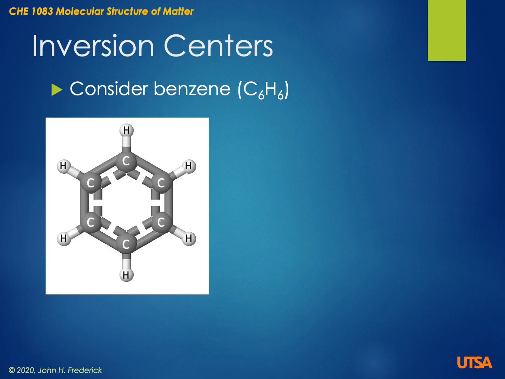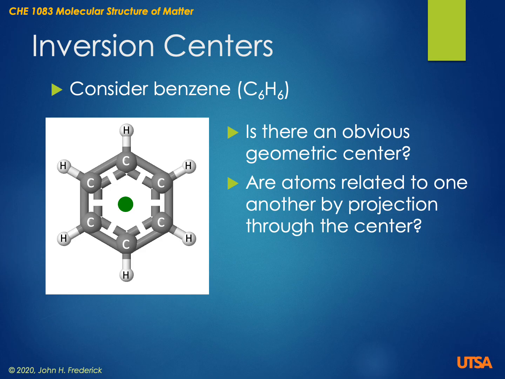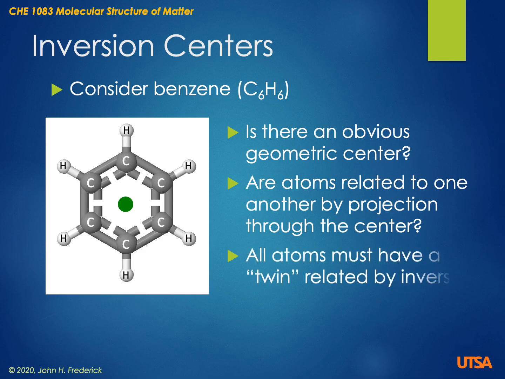Okay, so here is a depiction of benzene. It's a perfect hexagon. Is there an obvious geometric center? Well, of course there is. It's right here in the middle. And are the atoms related to one another by projection through that center? Remember, they all must have a twin that's related by inversion.